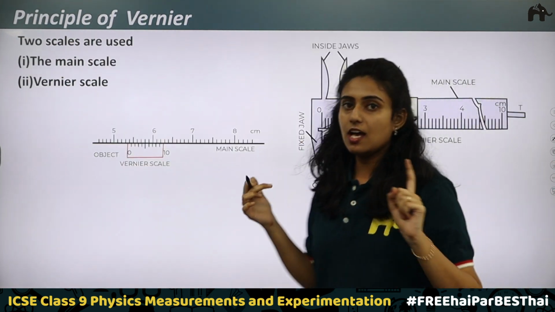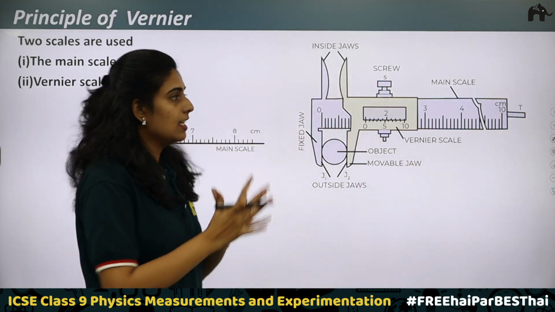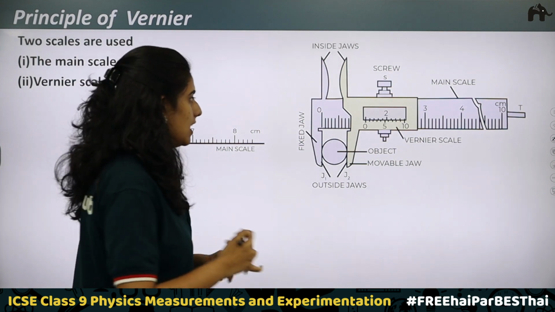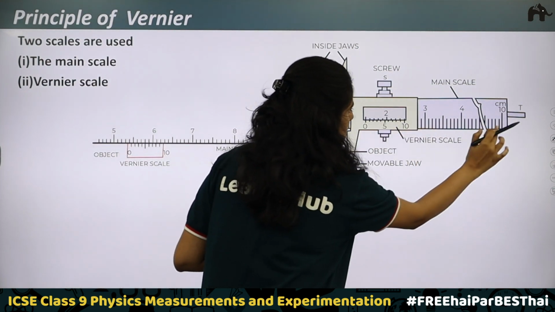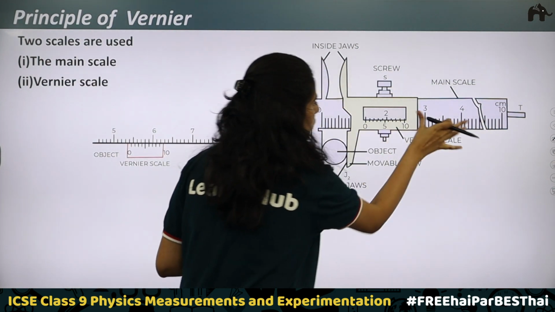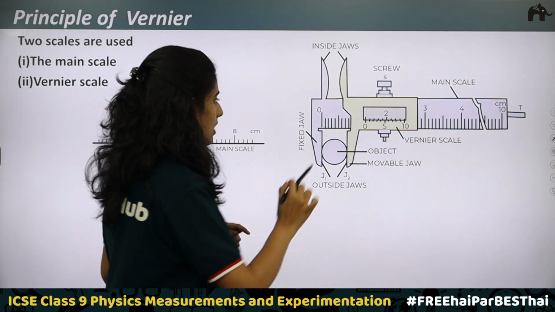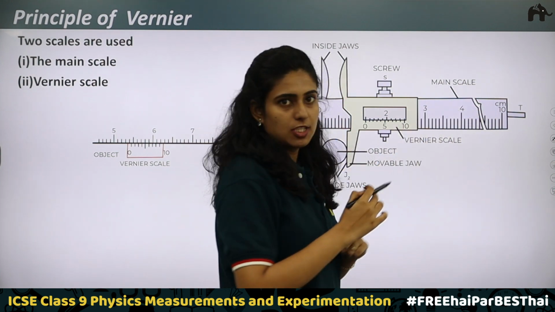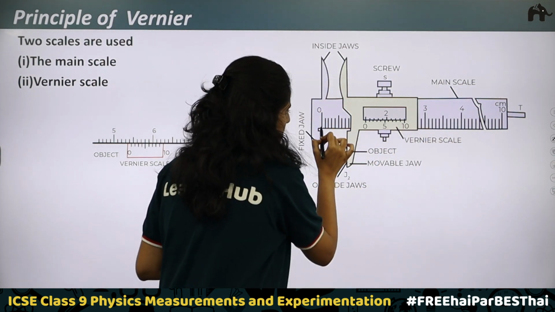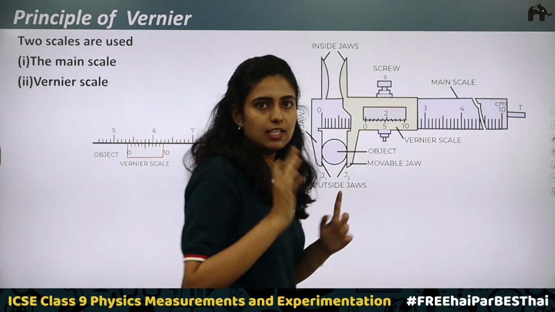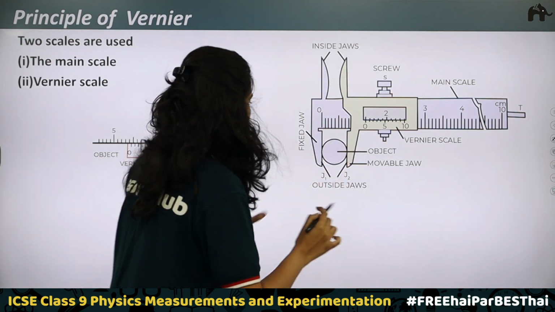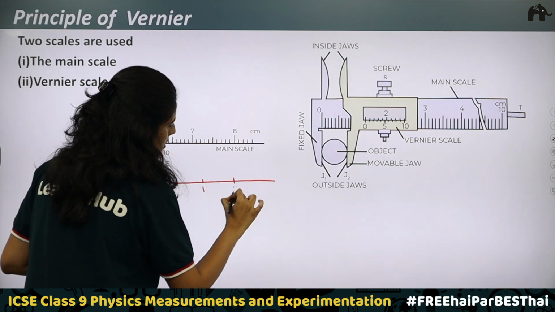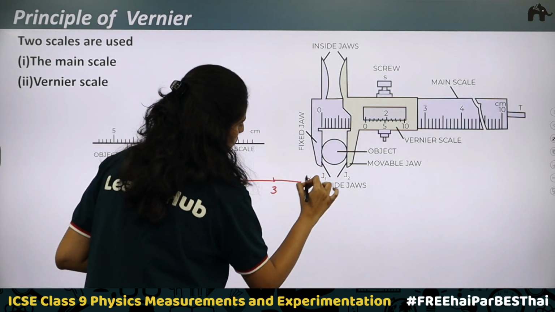Principle of vernier. This is how a vernier looks. Here there are two scales. One is the main scale and the second is the vernier scale. The scale below you can call the main scale. On this main scale, you can see readings up to 10 centimeters, starting from 0. Here you will have 0. This is 1, this is 2, this is 3, up to 10.